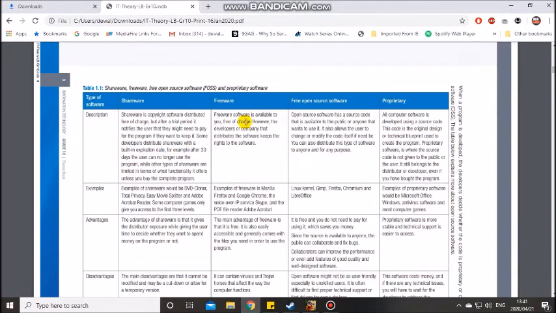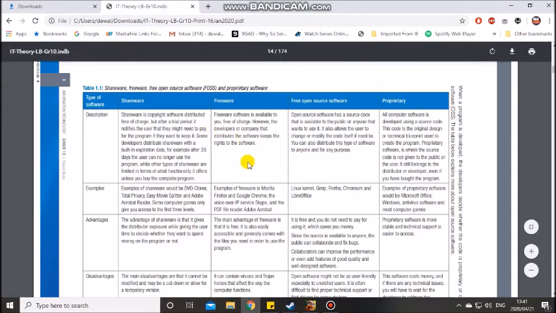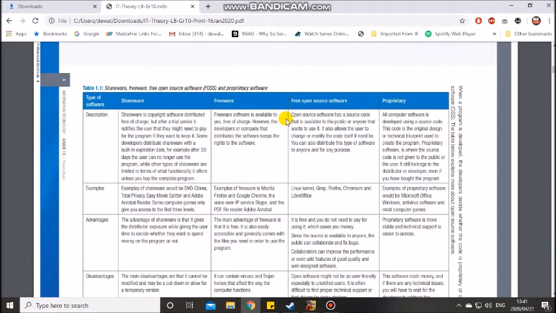Freeware is software available to you free of charge, but the company or the people that distribute the software keep the rights to the software. Then we have open source software, which people normally call free open source software. It is software whose source code is available to anyone and the public, and you are allowed to change the source code and customize the program.